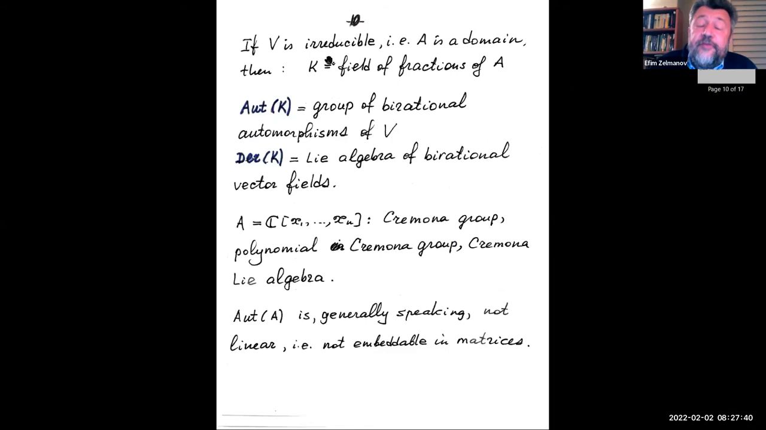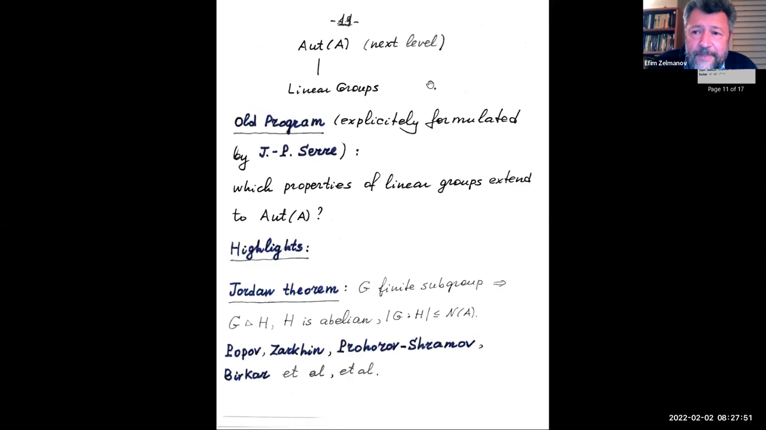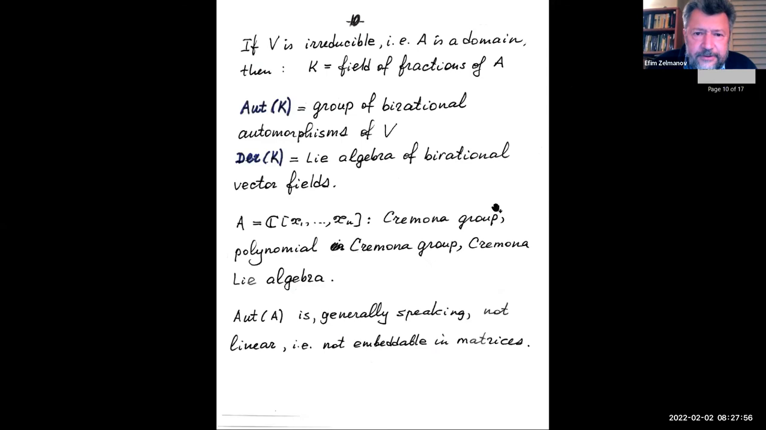If V is an irreducible variety, in which case A is a domain, then we can consider the field of fractions. The group of automorphisms of that field is called the group of birational automorphisms of the affine variety, and the group of derivations of that field is called the Lie algebra of birational vector fields.